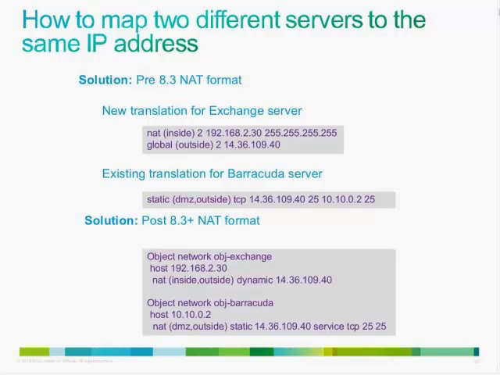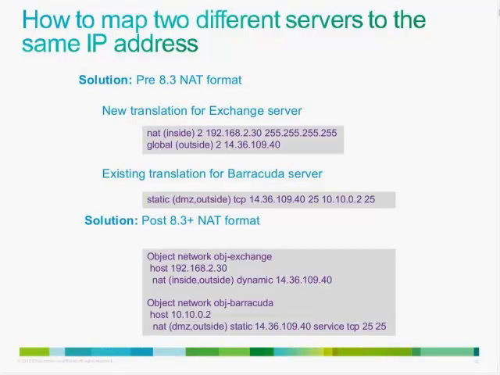Very simple. We need to configure a brand new NAT ID for the Exchange server. This is in the pre-8.3 syntax, NAT inside 2, and just put a host mask for the Exchange server and make it look like the MX record, the same address that the Barracuda static PAT is pointing to. That should take care of the problem.